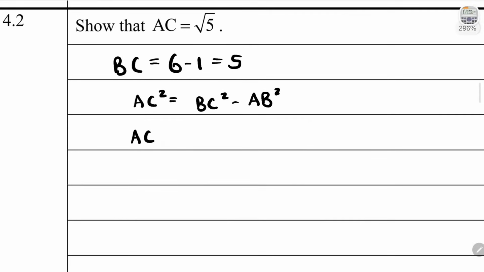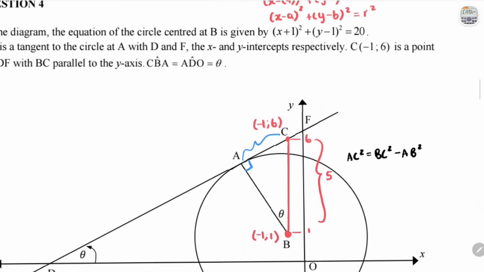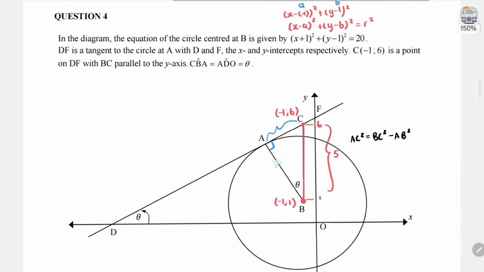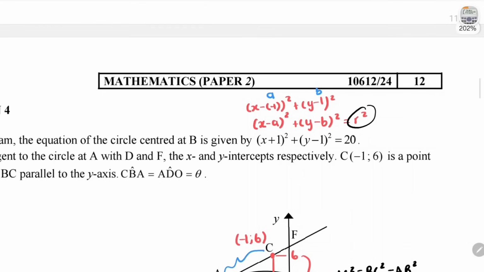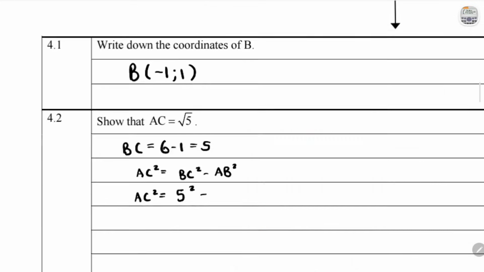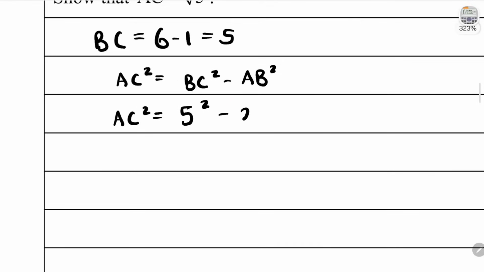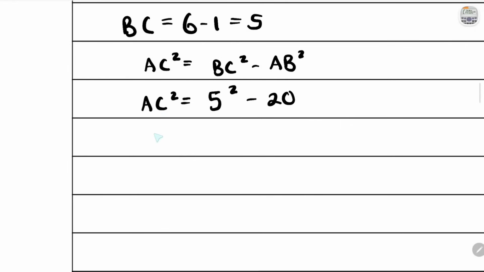So we'll say AC squared is finally equal to BC is 5, so that's 5 squared. And we know that AB squared, the radius squared, so that is the radius. And we can see r squared is 20. So that is already 20. Okay, we don't have to square that. So that is 20. And now we can finally find AC.